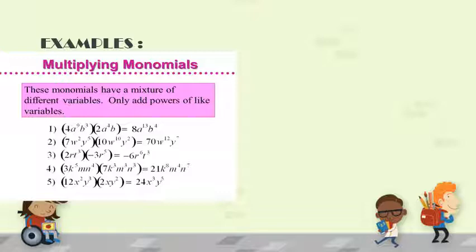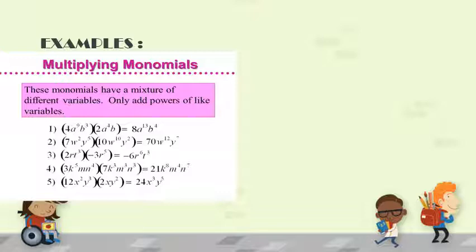Second question, 7w^2 y^5 times 10w^10 y^2. That's same as 7 into 10. The answer is 70. W's power we have added, 2 plus 10, which gives us 12, and y's power 5 and 2 added gives us 7. So the final answer is 70w^12 y^7.